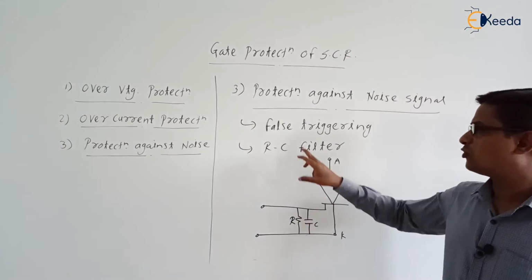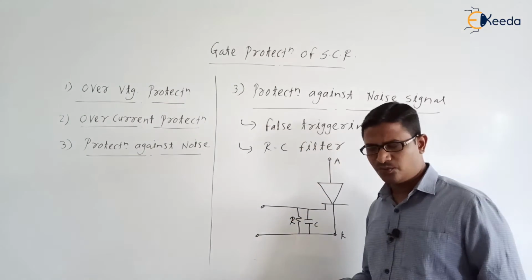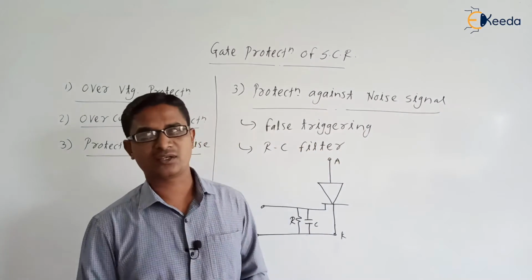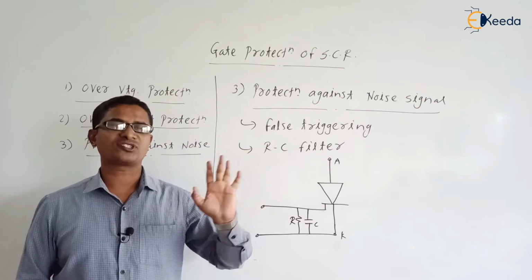Okay, so how to protect the gate cathode circuitry against the noise signal? For that we can use the RC filter. So the RC filter can do the job. Okay, so this is about the gate protection of the SCR.